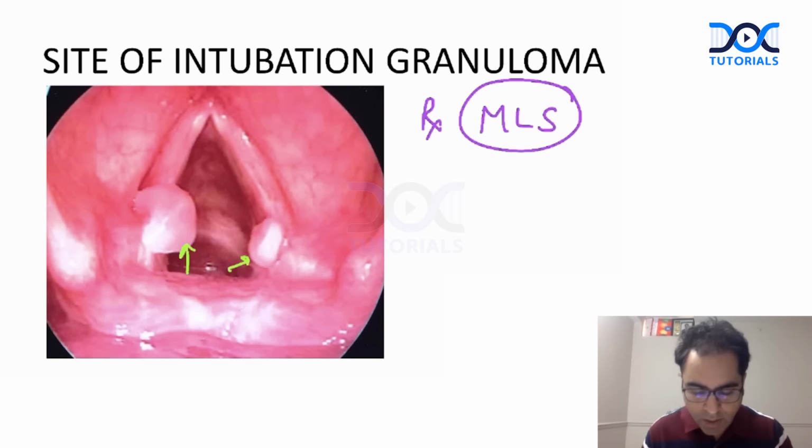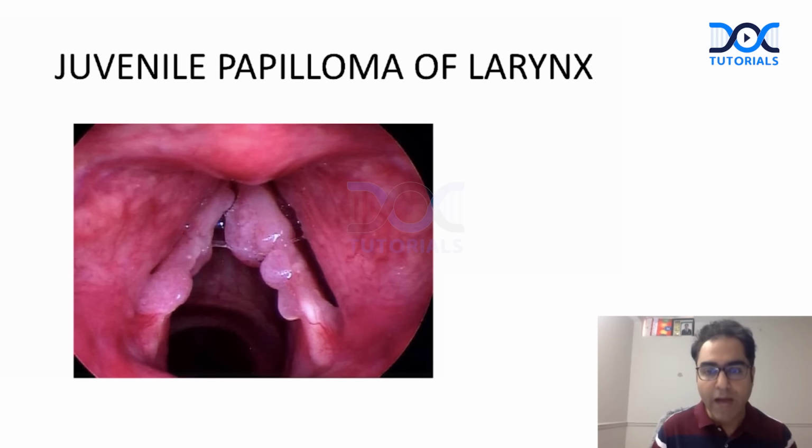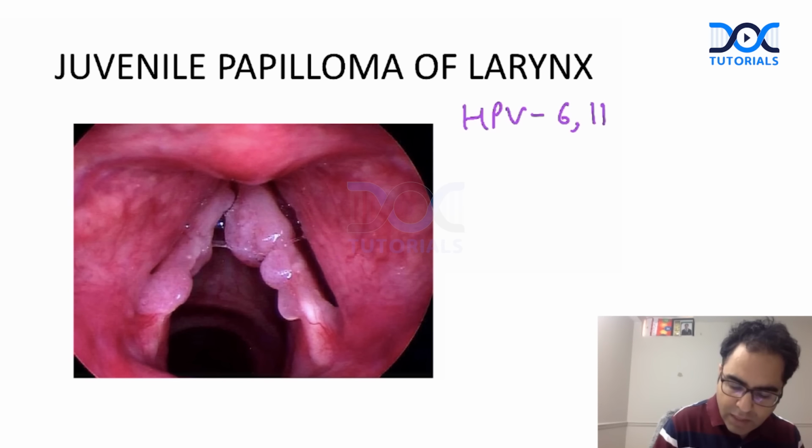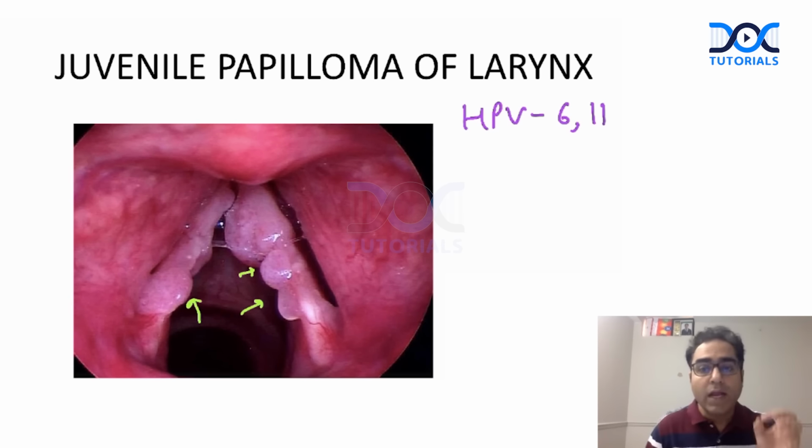Now, again, juvenile papilloma of the larynx. This is a disease of younger children, juvenile, 3 to 6 years old, and it is caused by human papillomavirus 6 and 11. You can see multiple warty papillomatous lesions on the vocal cord. Now, it's a pre-malignant disease, my dear friend.